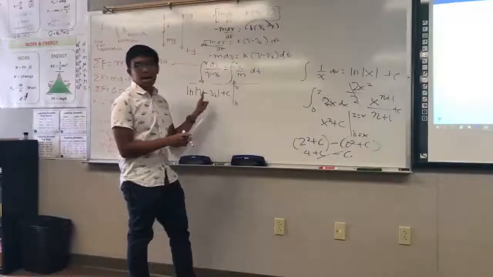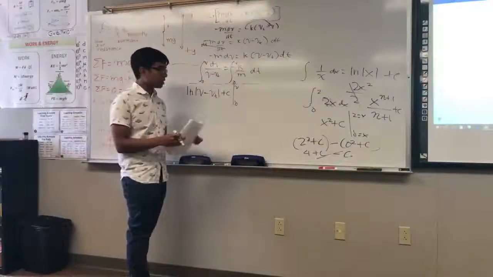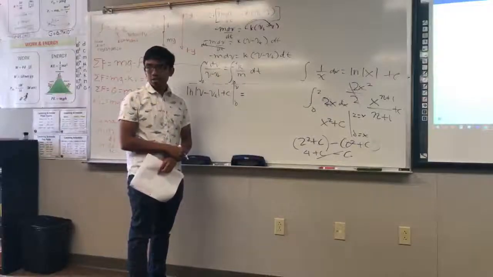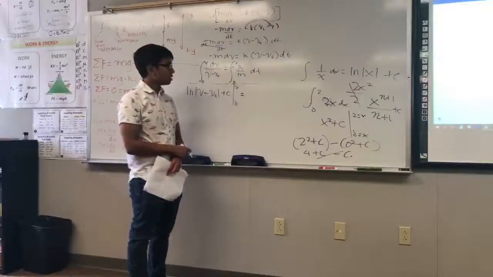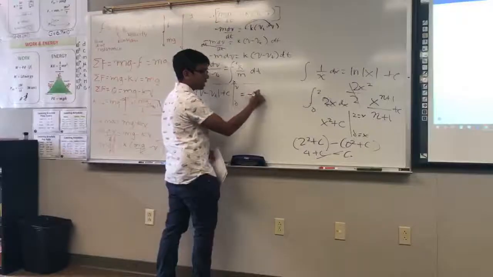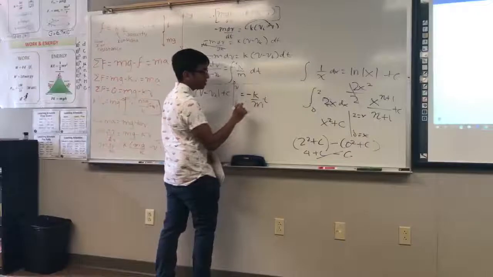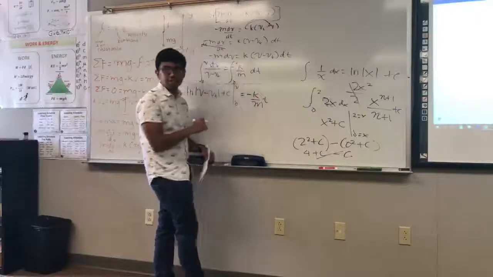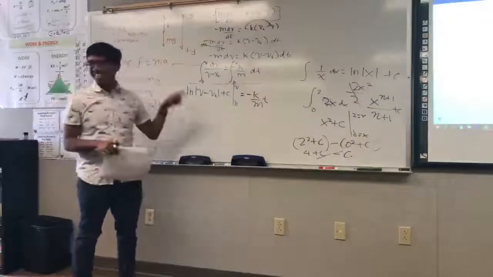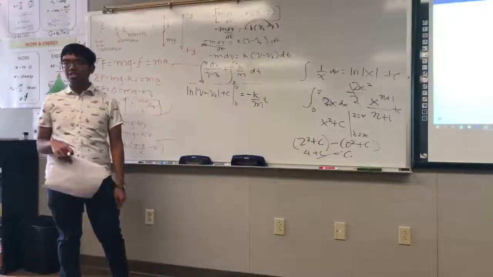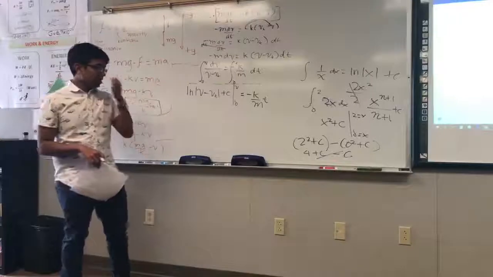So now that we have that, we're just gonna leave it like that for now. And what is the integral of this? Minus kt, minus k over m times t. Because they're both constants, right? Yeah, k is constant and m is a constant since mass does not change in this case. So minus kt.